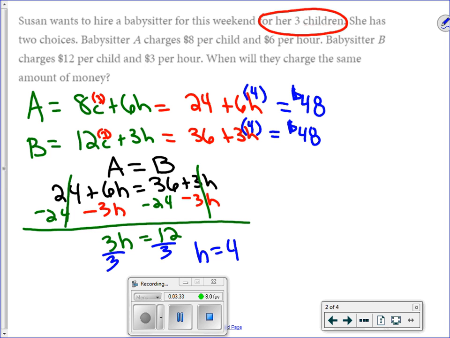So we get that babysitter A and babysitter B both charge $48 after 4 hours. So your bonus here would be writing the coordinate (4, 48). Because then algebraically, that represents the point of intersection, where the 2 lines will intersect each other on a graph. So what I want to do is show you how to plug this into the calculator now, so you have an idea of what it looks like on a graph.